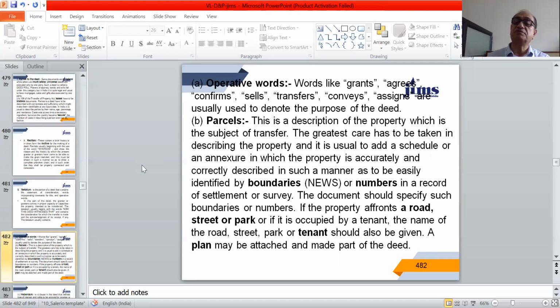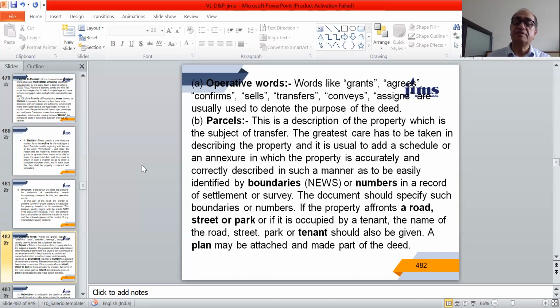And the number of the property also has to be mentioned, like flat number 906 Designers Park. Or if it is a case of agricultural land, then khasra number, khatauni number, that is the official record with the state government. So the number of that property in a record of settlement or survey is to be mentioned. And the document should specify such boundaries or numbers. If the property affronts a road, street, or a park, or if it is occupied by a tenant, the name of the road, street, park, or tenant should also be given. A plan may be attached and made part of the deed. Plan is also part of the deed.